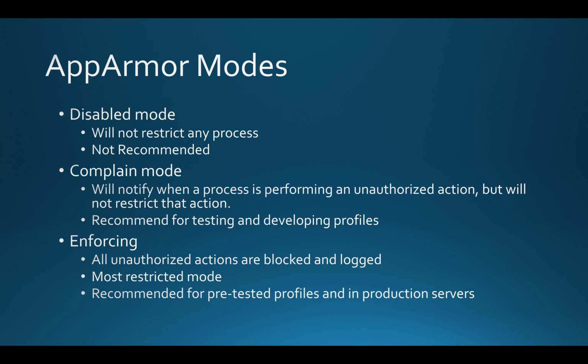So there's three different types of modes that AppArmor runs in. Disabled, which of course is just it not being used. It won't restrict any of your processes, which really just isn't recommended for any business. And then there's complain mode, which will notify when a process is performing an unauthorized action, but it does not restrict that action from occurring.